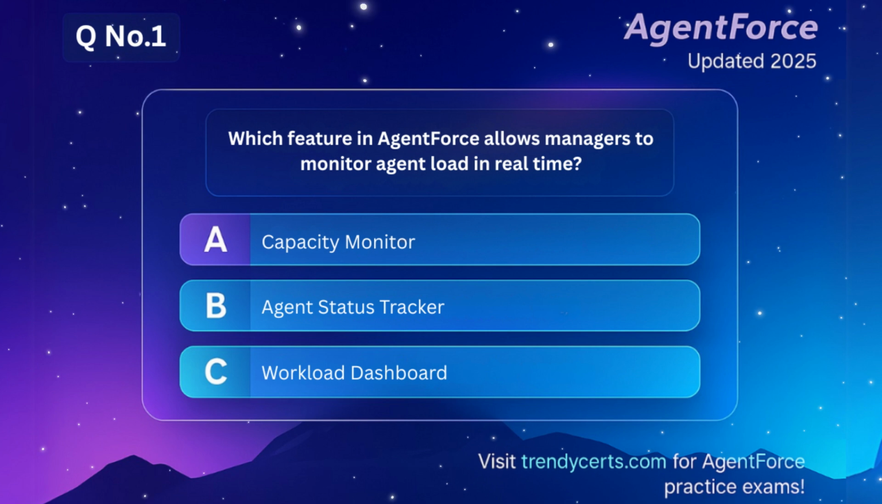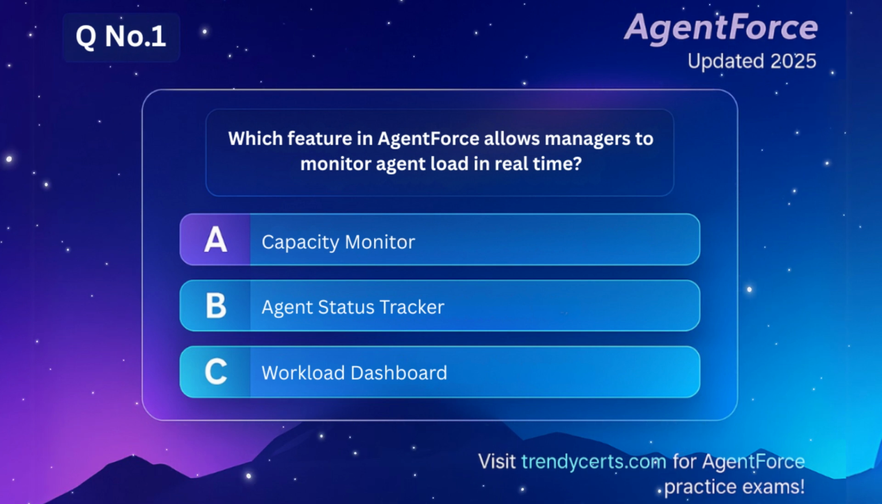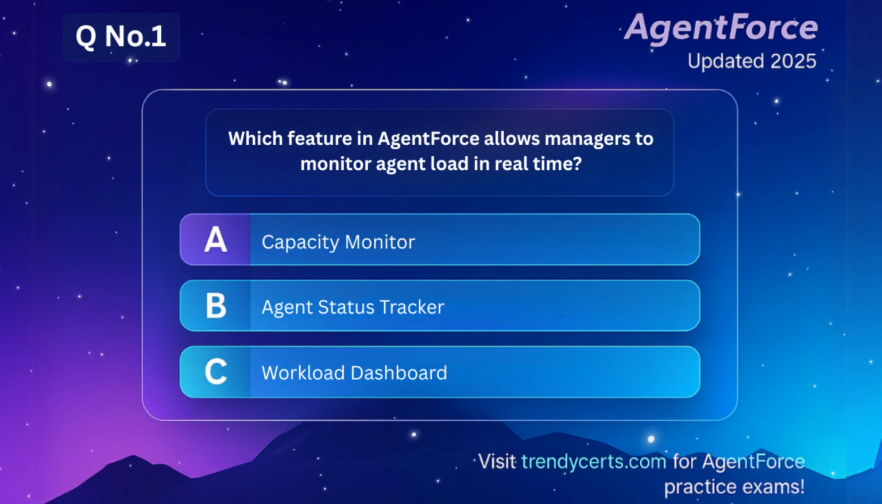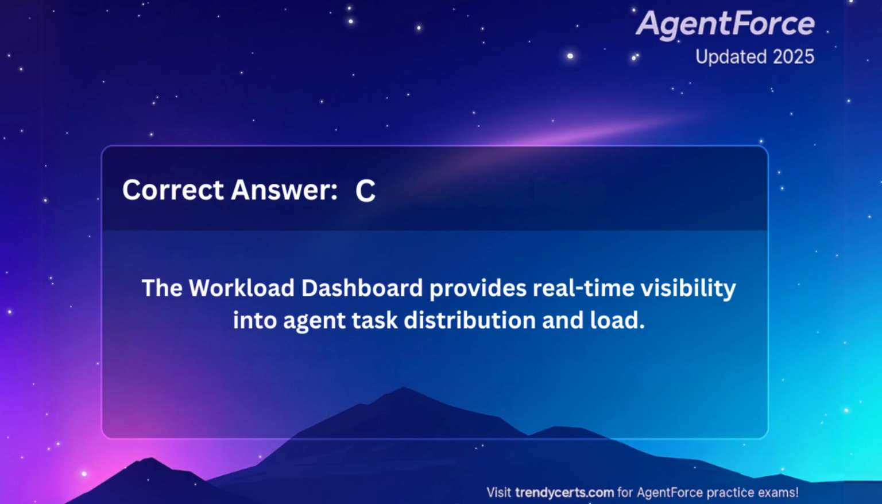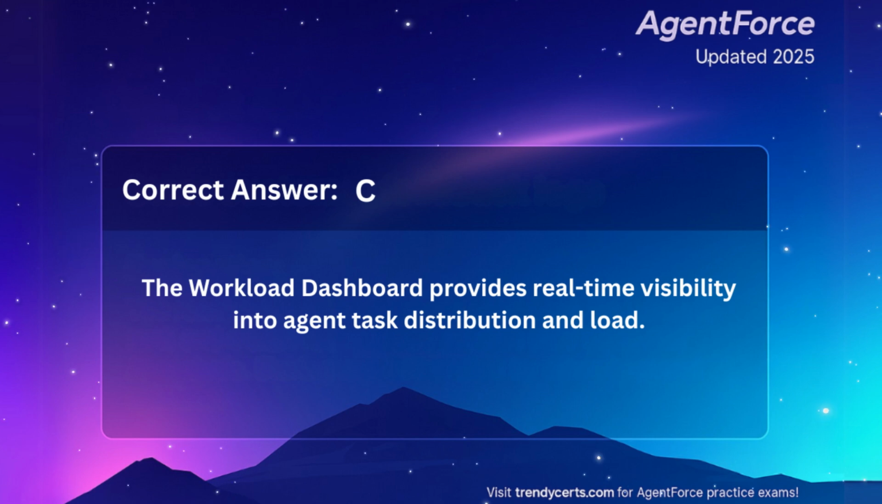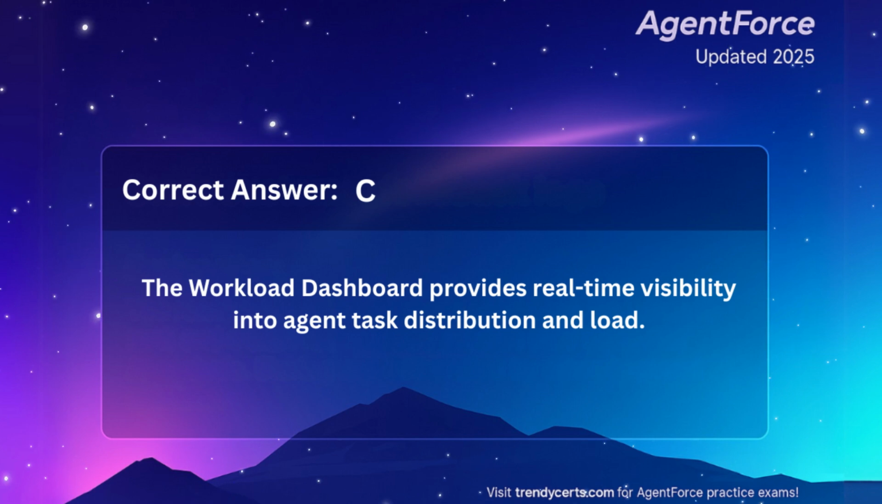Option A, Capacity Monitor. Option B, Agent Status Tracker. Option C, Workload Dashboard. The correct answer is C, Workload Dashboard. It gives managers a real-time view of how work is distributed across the team.